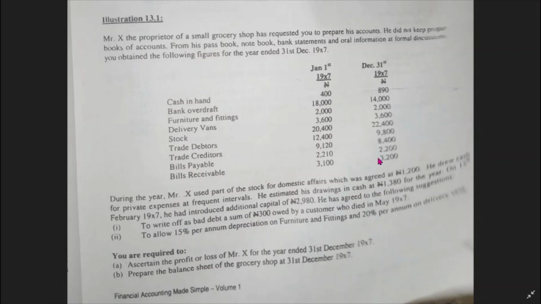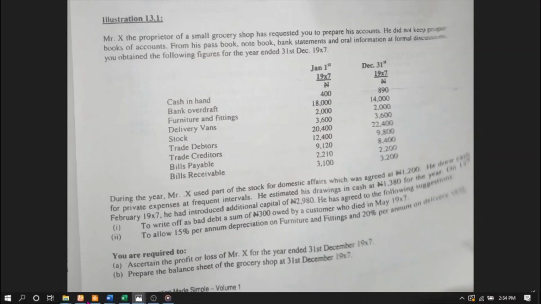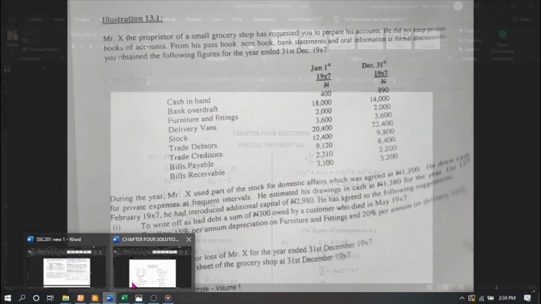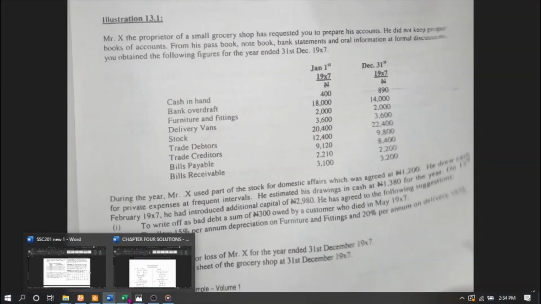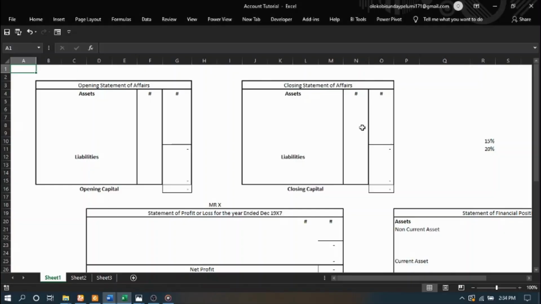So what you need to do first is prepare the workings. Do the necessary workings in calculating the depreciation of furniture and fittings, then the delivery van, then bad debt. So let's do that first. That should be the first thing we try doing now. So let's carry that out.